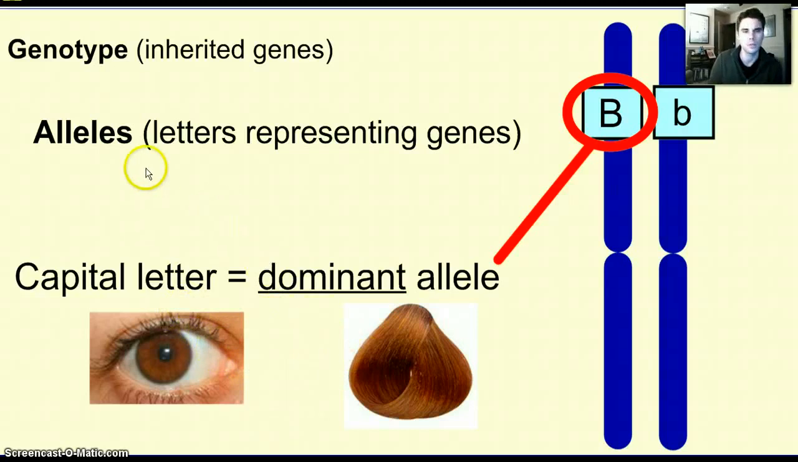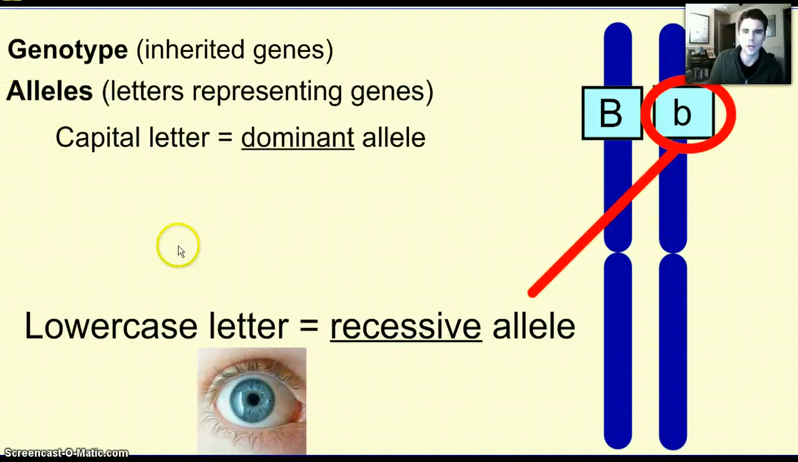These are dominant traits. If the letter is lowercase, we call this a recessive allele. So this lowercase b would code for a recessive trait. Recessive traits might include light eye color or blue eye color.